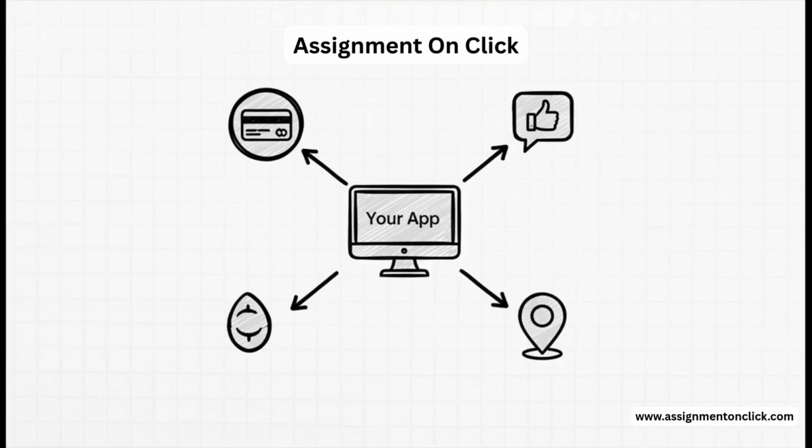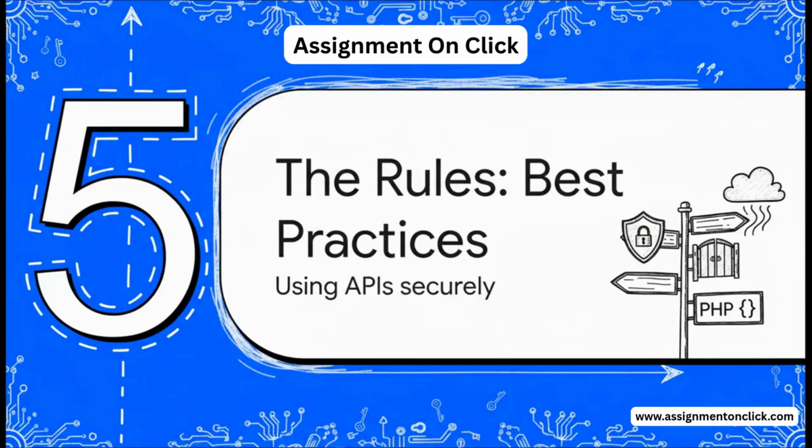And here's the thing. Once you get this concept, it's like a key that unlocks everything. You're not just limited to payments anymore. You can pull in your latest social media posts, you can embed interactive maps from Google, you can get real-time shipping quotes, all by using their APIs. This is how you transform your app from being a standalone island into a connected hub that's part of a huge digital world.